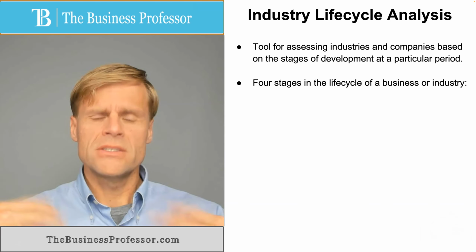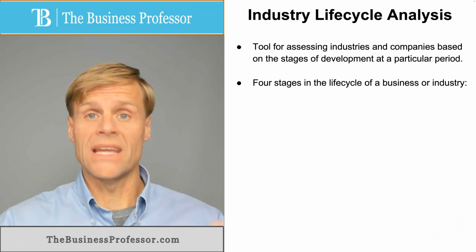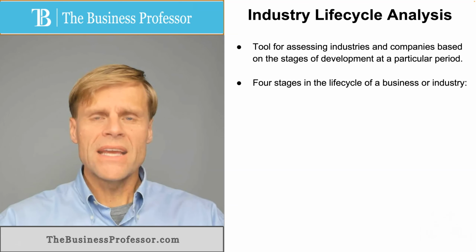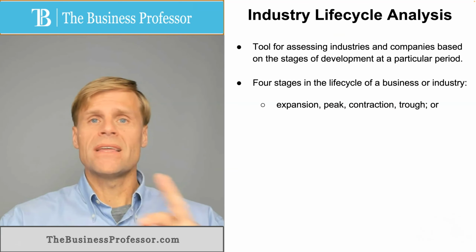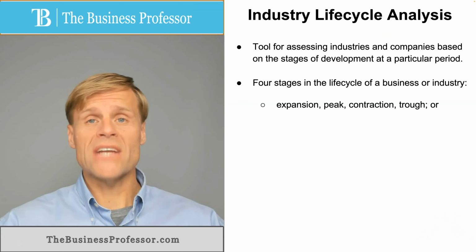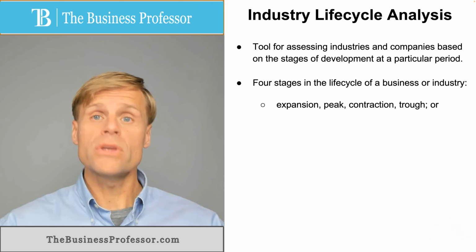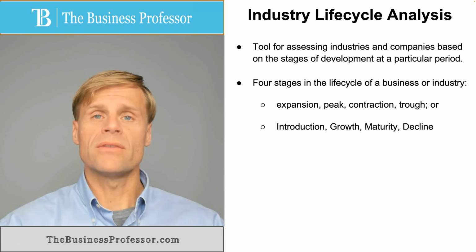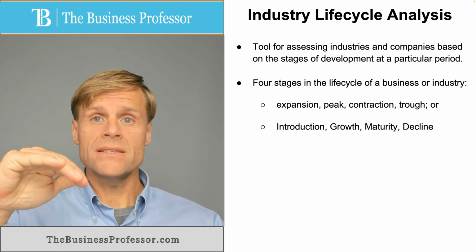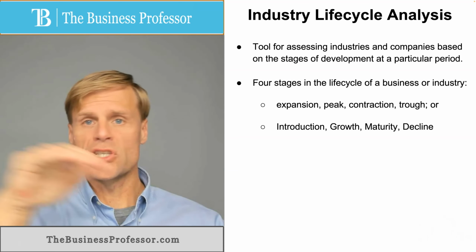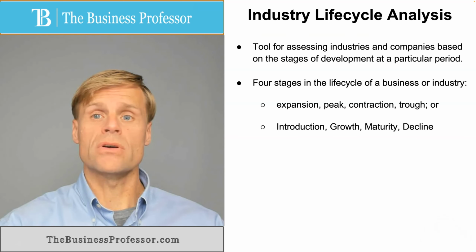Now, the general understanding of the life cycle or stages of an industry or company's development is generally broken into four phases. First, it's expansion, then peak, contraction, and trough, right? You reach the low point again before you start the cycle over. Another way of looking at it is the introduction of the product, the growth phase within the industry, the maturity and the leveling out, and then the decline before the cycle starts over again.